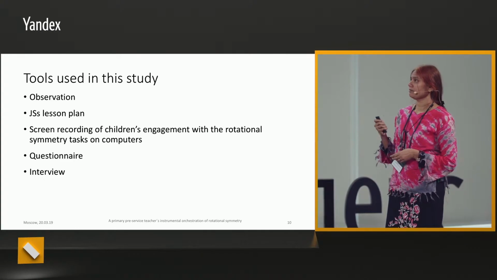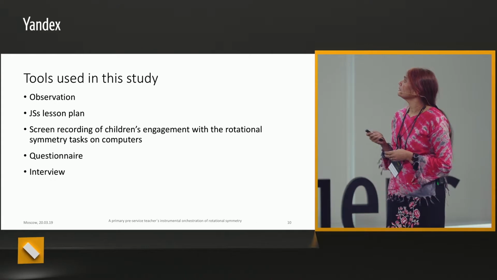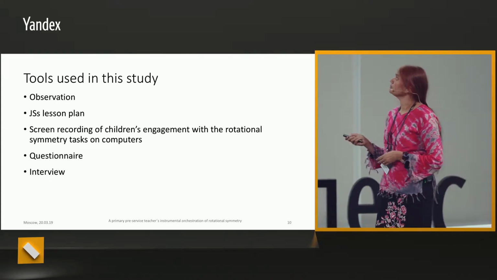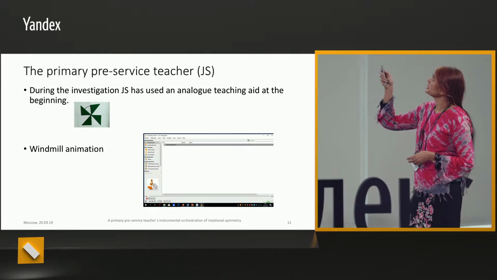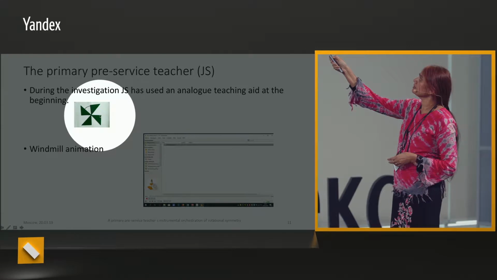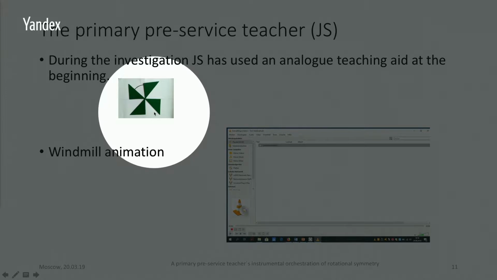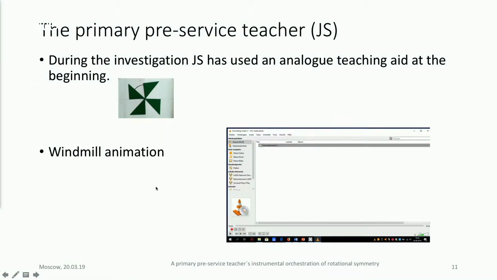I have used many tools to collect data: observation, JS's lesson plan, screen recording of the children's engagement with rotational geometry, and a questionnaire and interview. This is the first one here. At the beginning of the lesson, she used a static model, a physical manipulative, and then she uses this windmill animation. I will show you shortly here.